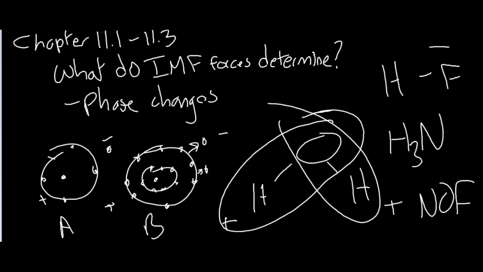Same with HF. Fluorine, as you may know, is the most electronegative atom. So the polarity between hydrogen and fluorine, that bond is so great that it creates these very permanent and strong charges where hydrogen is positive and fluorine is negative, creating those IMF forces. So yeah, that is it on IMF classifications.